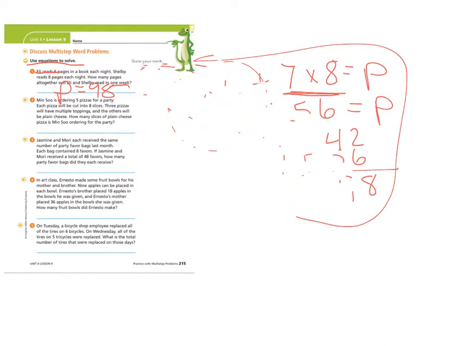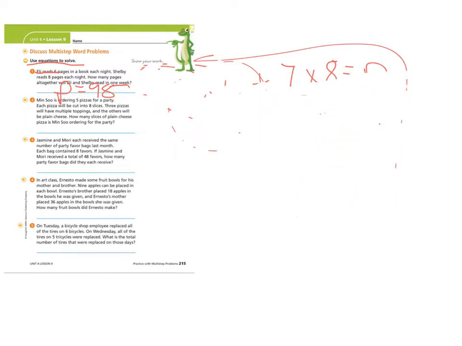I'm going to erase our work here so I have room to write for number 2. All right, so number 2 reads, I'm going to use blue this time. Number 2 reads, Min Sue is ordering 5 pizzas for a party. Each pizza will be cut into 8 slices. 3 pizzas will have multiple toppings, and the others will be plain cheese. How many slices of plain cheese pizza is Min Sue ordering for the party?